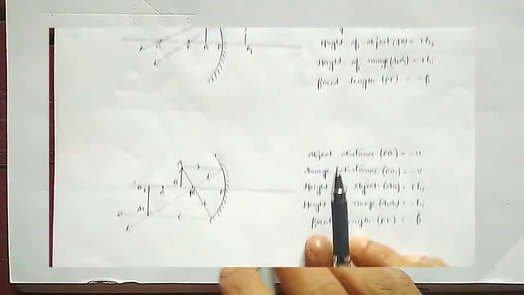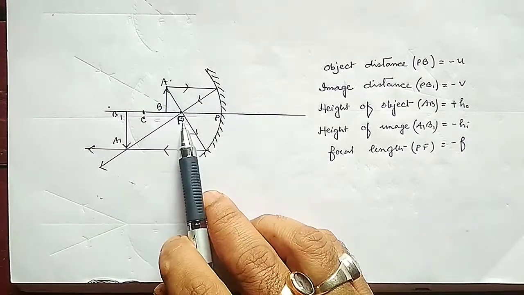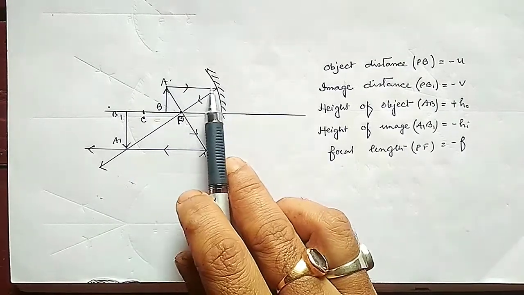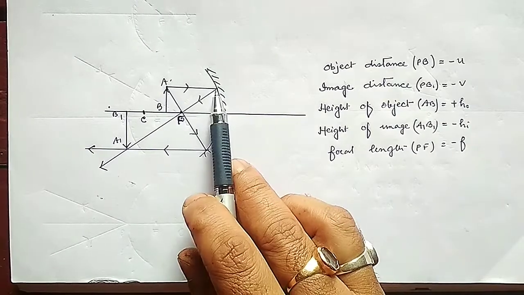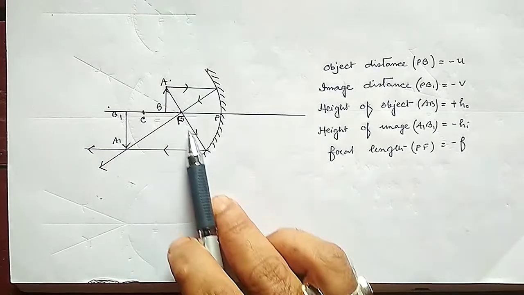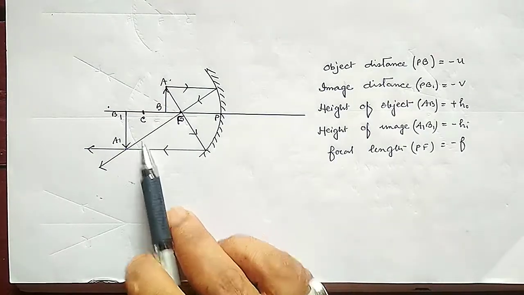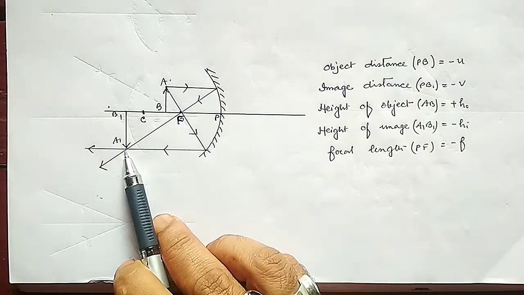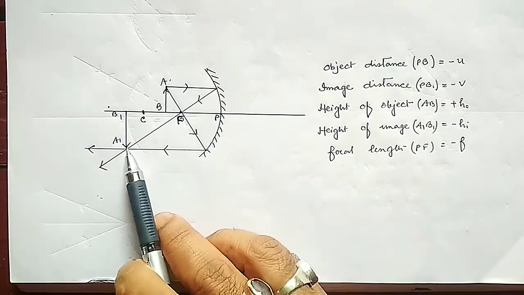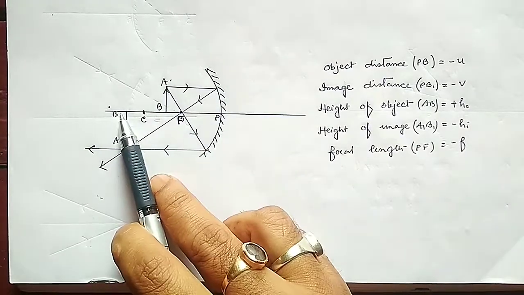Let me give you another example. In this case, this is the object. The object is kept between C and F. Here the ray which is parallel to the principal axis, after deflection, passes through the focus. Another ray which passes through the focus, after deflection, becomes parallel. So these two reflected rays are meeting here. So A1B1 is the image of AB. Here AB is the object, A1B1 is the image.